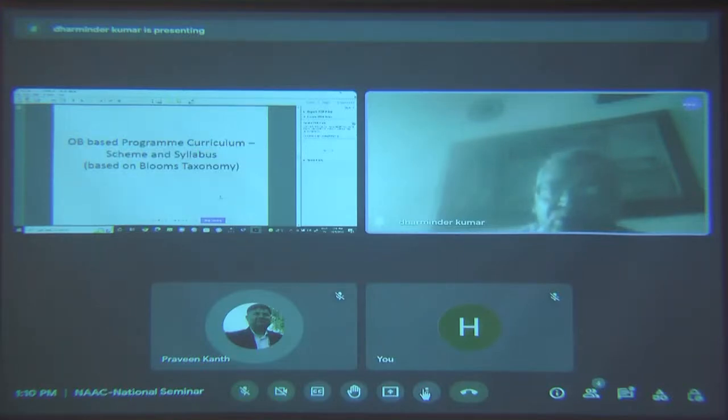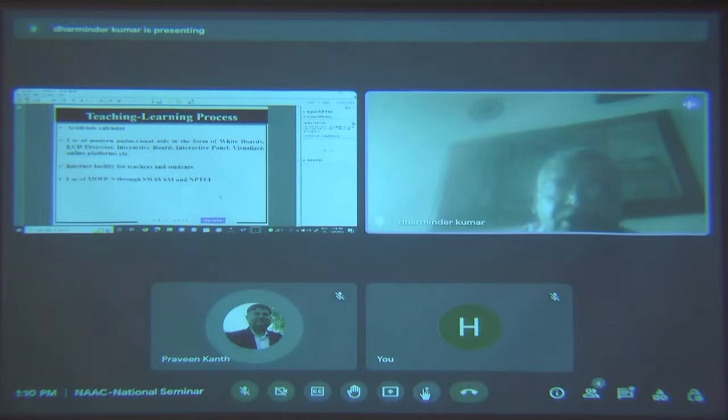Okay. So that is outcome based curriculum. I think this is not in your scope, but this is given by the affiliated university. Meanwhile, whatever course content you have, you have to devise your course outcomes.